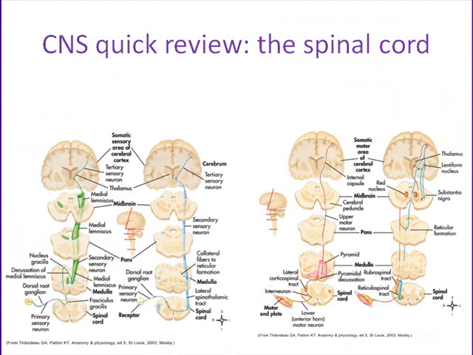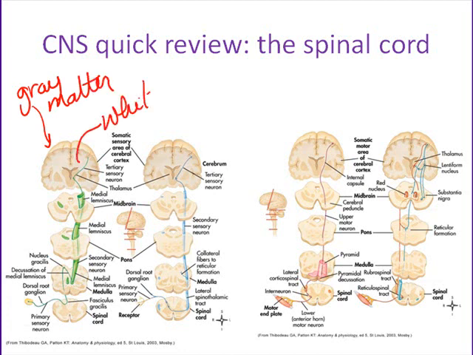In the brain, the gray matter is where all the soma are, and it's on the outside or the superficial surface of the brain. The white matter is where all of the myelinated axons are, and it is deep in the brain.